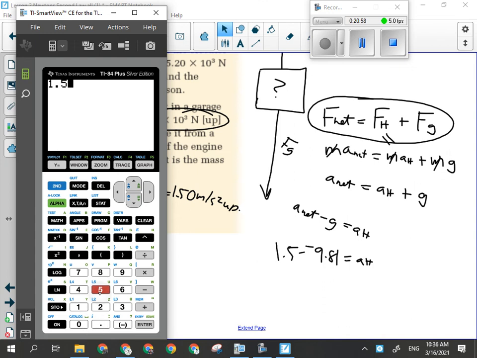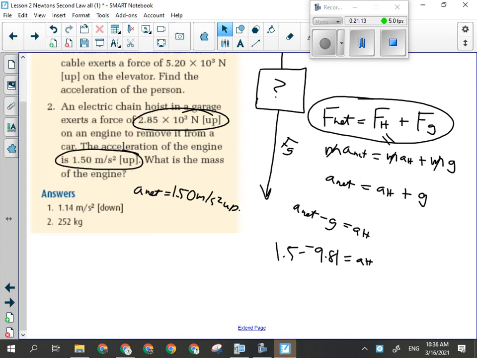Okay, 1.5 minus negative 9.81. So the acceleration the hoist could produce is 11.31 meters per second squared up. If there was no gravity, that's what the engine would be doing, accelerating upwards at 11.31 meters per second squared. Now that I have the acceleration of the hoist, I'm going to go back to this. Force of the hoist, which I know, equals mass times the acceleration of the hoist, which I now know. So now I can calculate the mass of the engine.